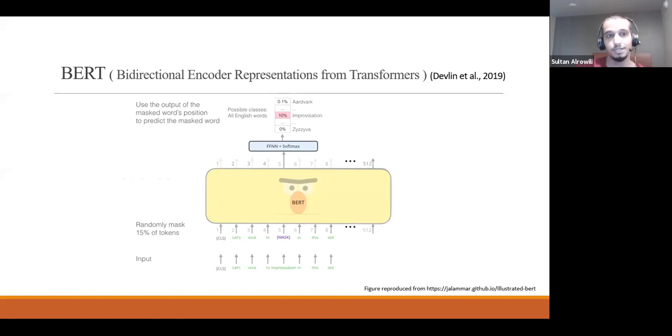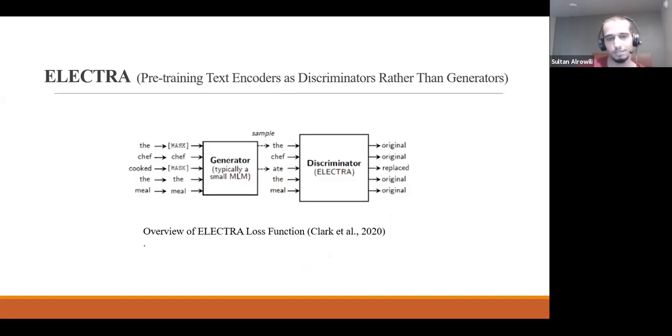Before I talk about ELECTRA, let's have an overview of the loss function inside BERT, which adopts a masking approach. We'll not talk about the transformer itself. It's called masked language model, or MLM. So basically you have a token sequence, let's say 512, you mask 15% of the words randomly, then you predict with the help of an FFNN, which is a feed forward neural network, and softmax to get the exact word under the mask.